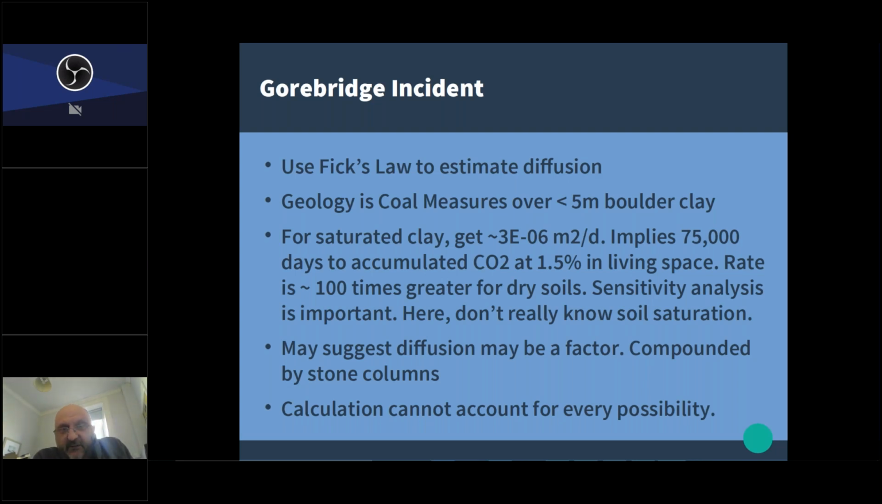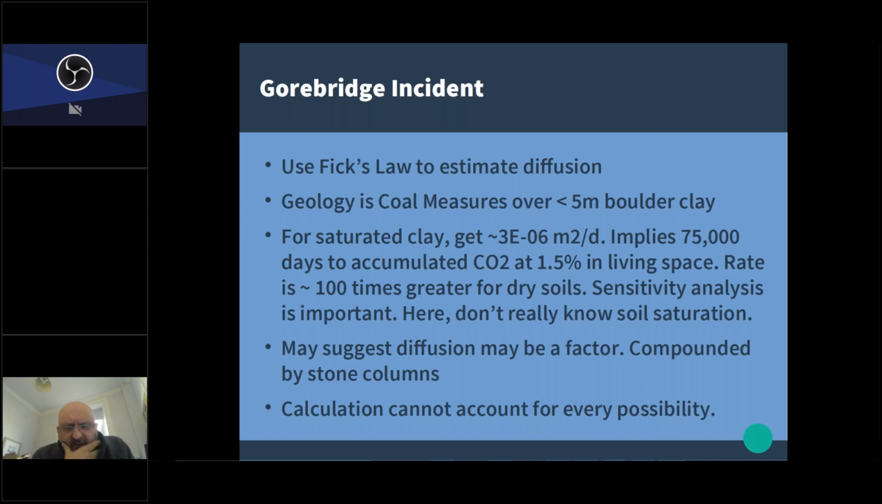This actually supports something that's in the guidance in the new Card paper, to the effect that diffusion isn't likely to be important except where you've got dry soils and very little, if any, form of structural barrier. Otherwise, it's not an issue. I think the lesson, though, is that diffusion is slow, but it can be an issue. So it's not something that we completely forget about.